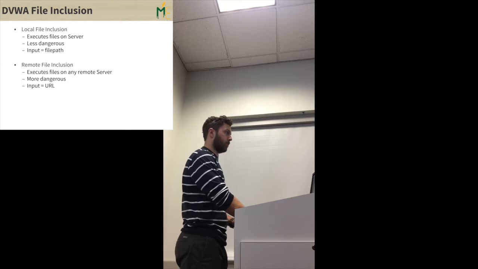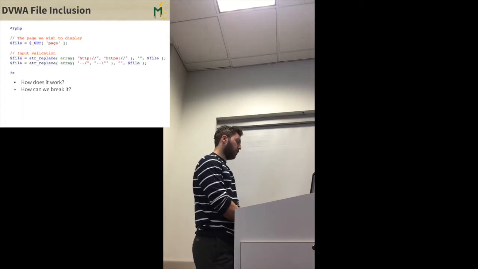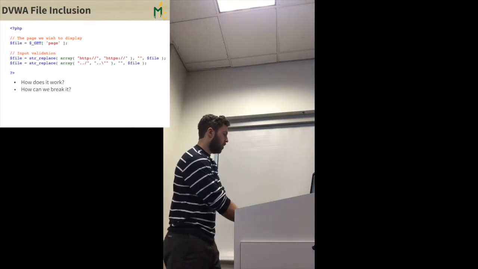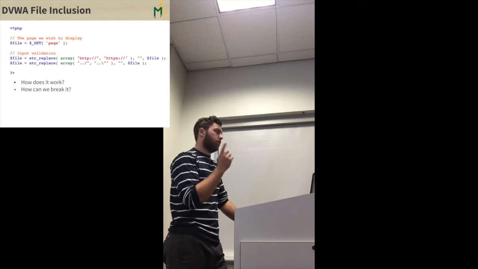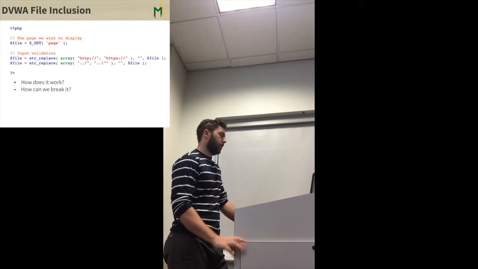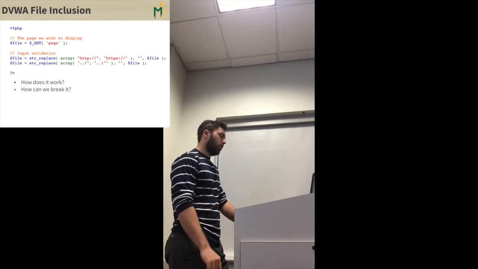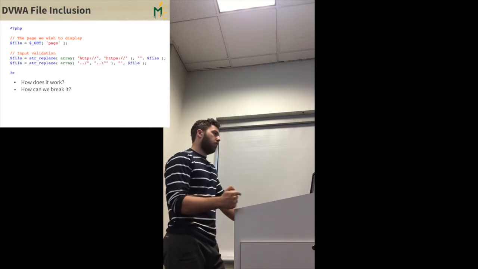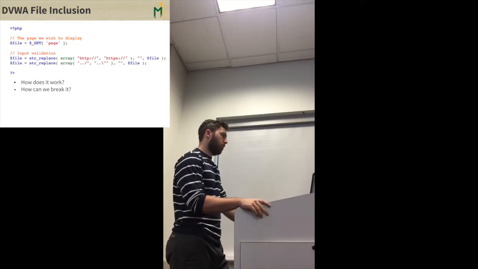So that's way more dangerous because you don't have to rely on what they already have on the server, and you can have your own malicious PHP. So here's an example of the PHP behind the file include on Damn Vulnerable Web App. As you can see, what do you think? Is this local or is this remote for file include? Would the input be a file name or a URL or both?